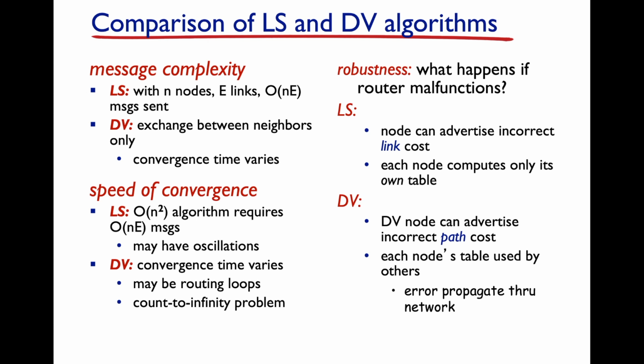Distance vector, you can advertise an incorrect path cost, and so the result of that is you have bad information, and you then propagate this error or flawed information through the network when your distance vector advertisement washes across the network, or at least information from that.